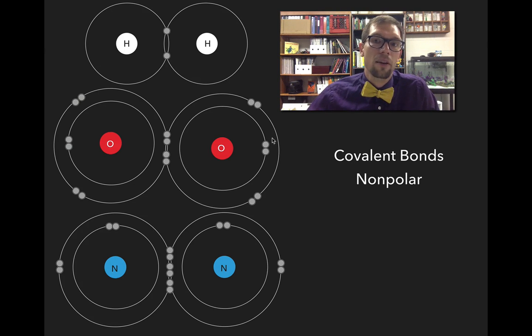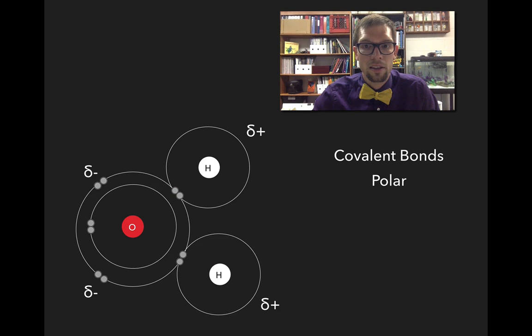So this is what it looks like when you have covalent nonpolar bonds. All of these, because they're the same element, are going to be sharing electrons equally. So you can see that there's a number of different ways that they can share. Up here we have a single bond being formed, here's a double bond, and here's a triple bond being formed between the atoms, and they're all sharing equally. So we have covalent nonpolar bonds.